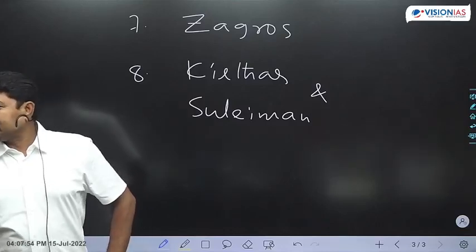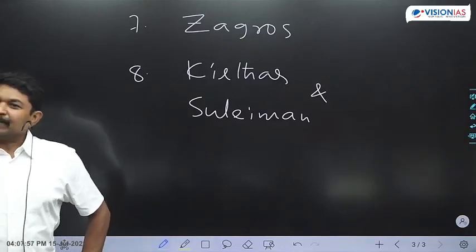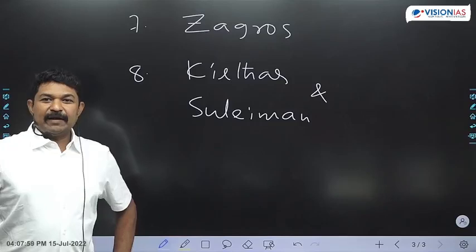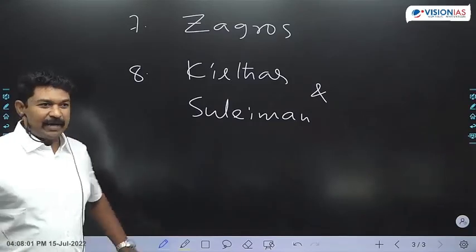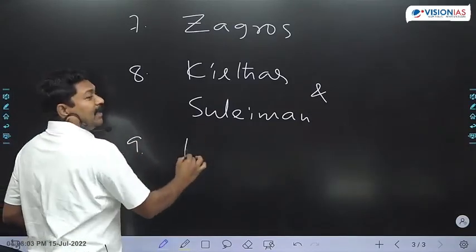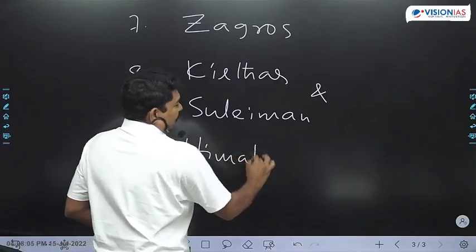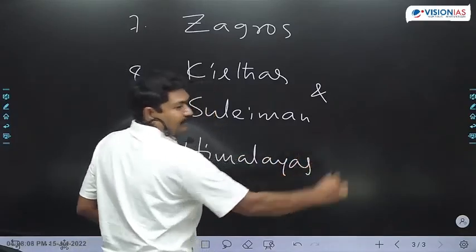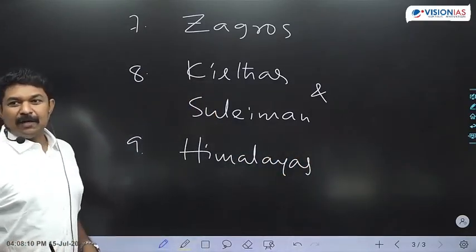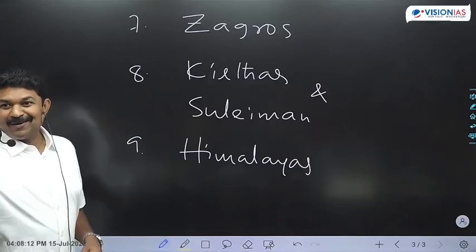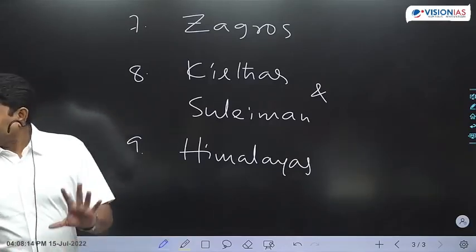Is there Kirtar? Sulaiman is given. By the side you can find the Kirtar also. Then, the ninth one, Himalayas. No need to explain. I should not tell. It is there in the north of something, east of something. All you people are aware.